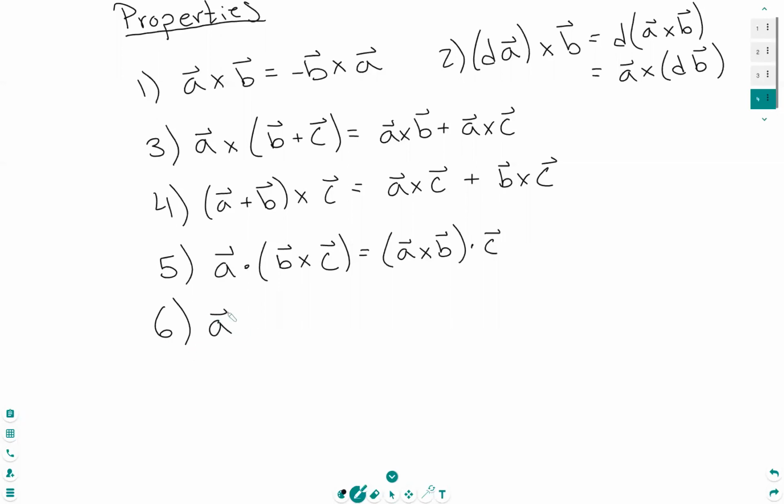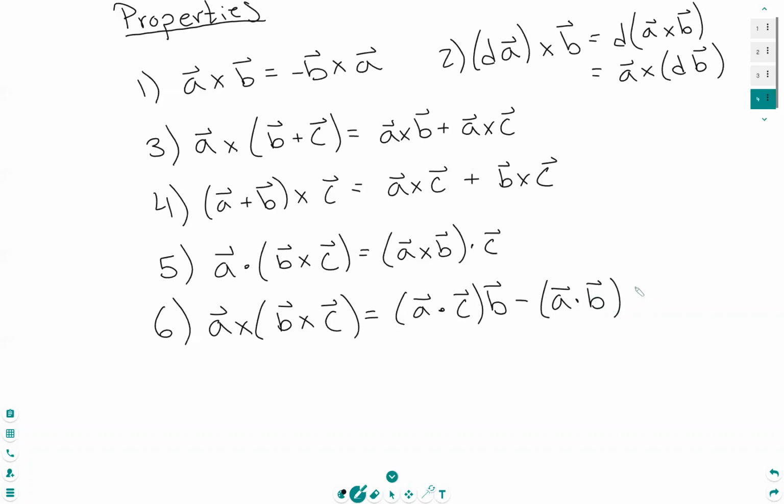Property 6 is if I have A crossed with B, which is crossed with C. So we have to do this B and C cross product first. This becomes A dotted with C times the vector B minus A dotted with B times the vector C. So this is also another little unusual property, right? I have this double cross product here, so I have to do B and C first on A. This is the resulting formulation for that.